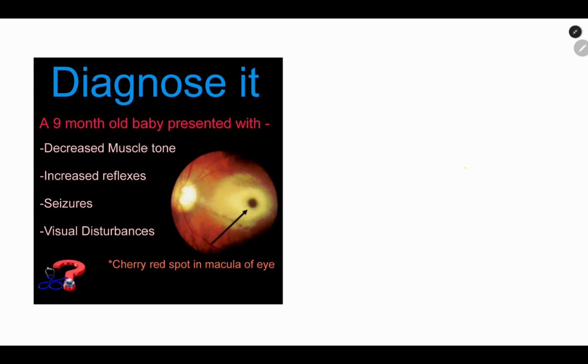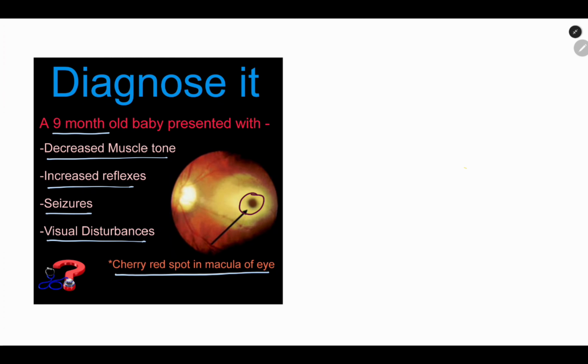So now let's discuss our new case. A 9-month-old baby is presented with decreased muscle tone, increased reflexes, seizures, visual disturbances, and a typical feature is given, that is the cherry red spot present in the macula of the eye. As we can see in the image, there is presence of this cherry red spot in the macular region of the eye. This is obtained by fundoscopic examination.